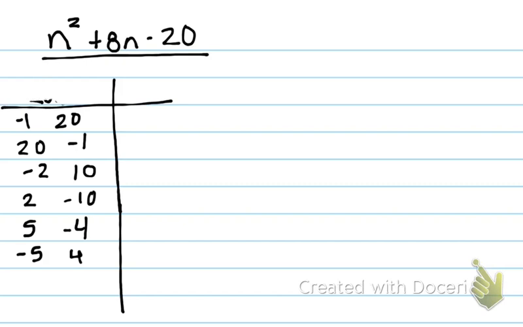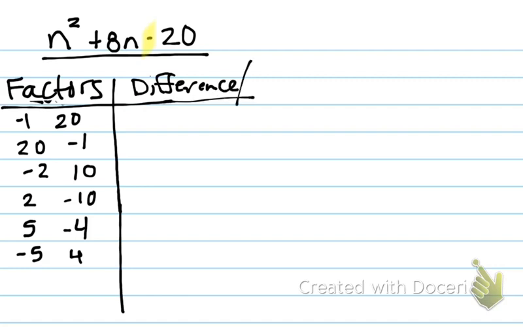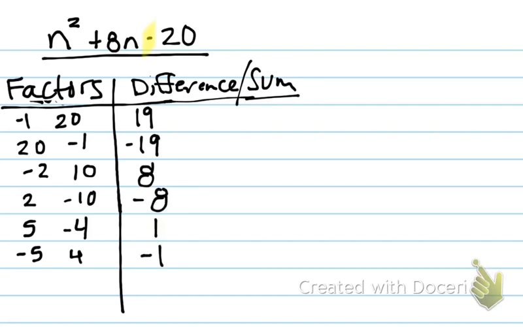So in your first column, you'd have your factors. In this case, because I'm negative at the end, I'm going to have the difference between them, or difference or sum. I've already put the signs with all of them, so I can just add them up, which makes it easy. So that would give me 19 or negative 19, 8 or negative 8, 1 or negative 1. And for this particular problem, I wanted positive 8.